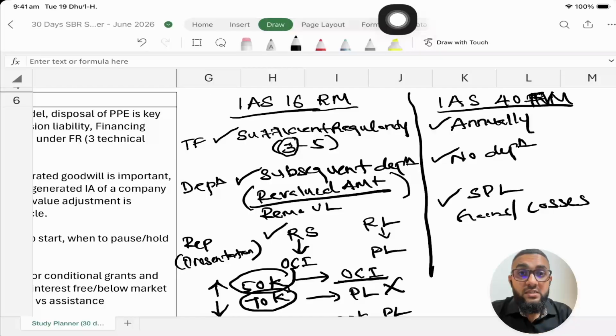Now that might bring you to a question. Why do we have to use OCI for IAS 16 but not for IAS 40? IAS 40 is investment property. The intention, the purpose is different. For IAS 16, the purpose is to use. For IAS 40, the purpose is to gain, right?